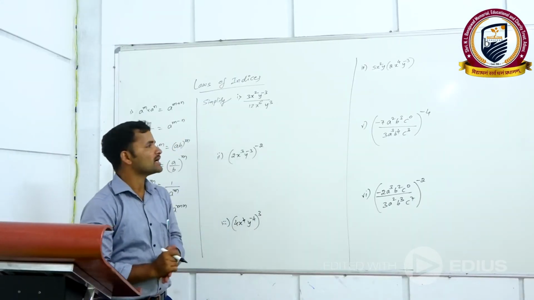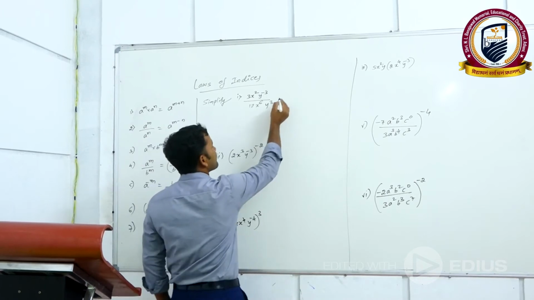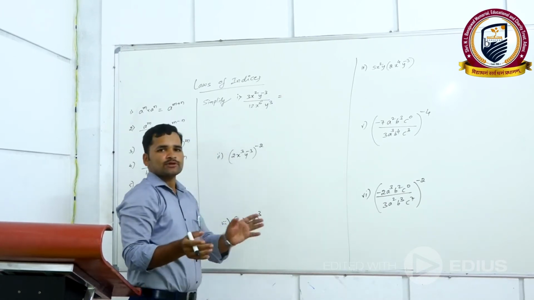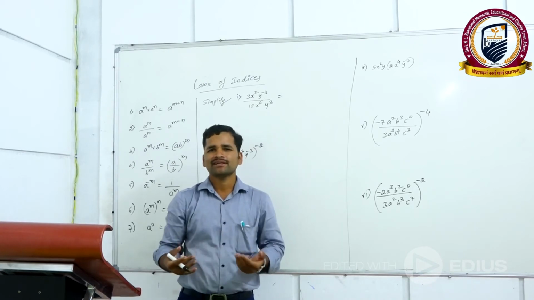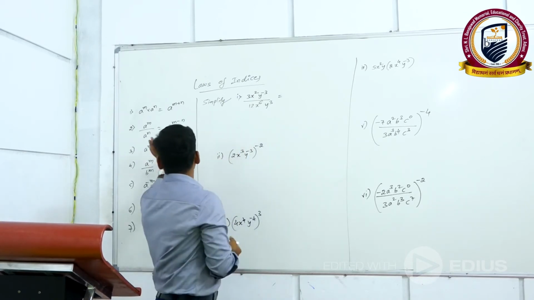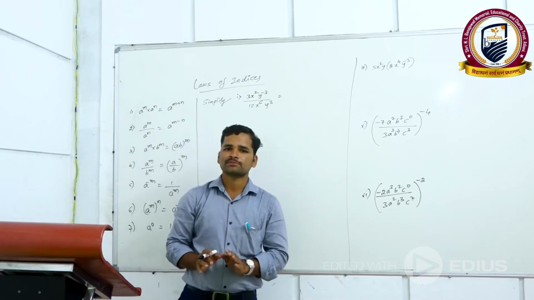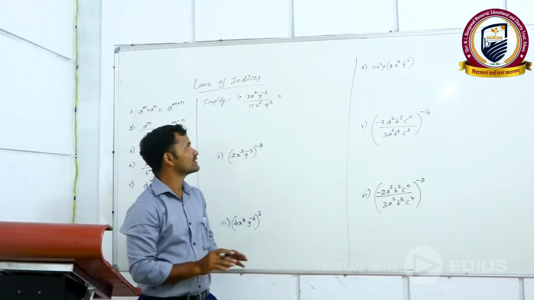6 more problems we have here. First one, simplifying. This problem looks somewhat bigger, a big simplification is there. But with these laws of indices, we can solve all these problems very easily.